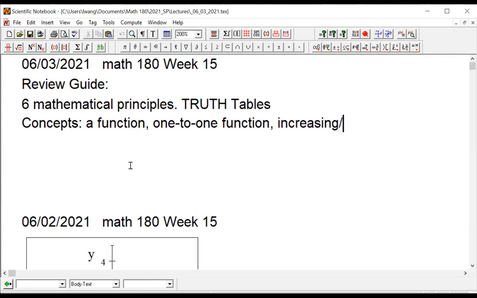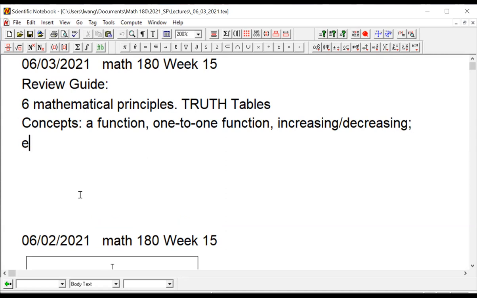Increasing, decreasing, okay? Even, odd, right? Even function, odd function. We don't have a whole lot of concepts here, but these are the concepts that we have studied, and we've been studying them throughout the semester.